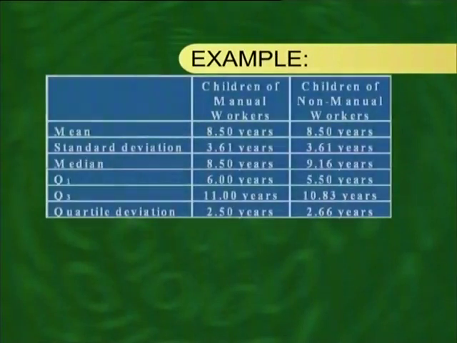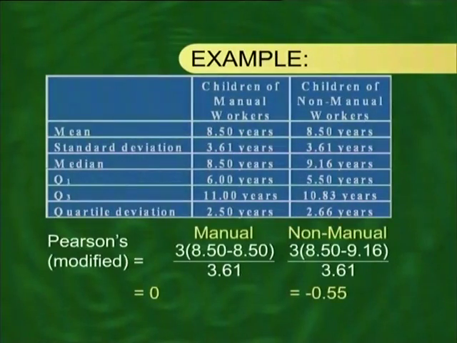Let us apply this concept to the example that we just considered. As you now see on the screen, for the children of the manual workers, the mean and median both are equal to 8.50 and hence the Pearson's coefficient is exactly 0. Whereas for the children of the non-manual workers, the mean is equal to 8.50 and the median is 9.16 and hence the Pearson's coefficient comes out to be minus 0.55.